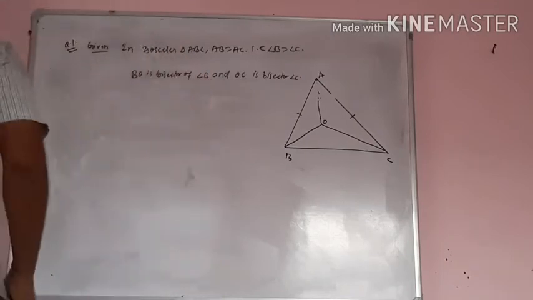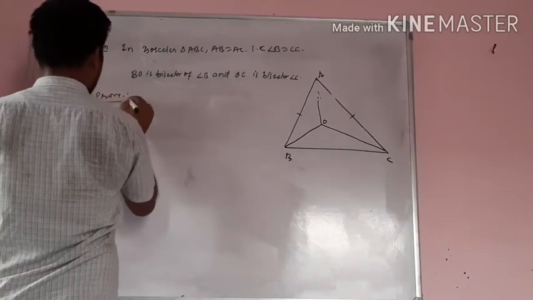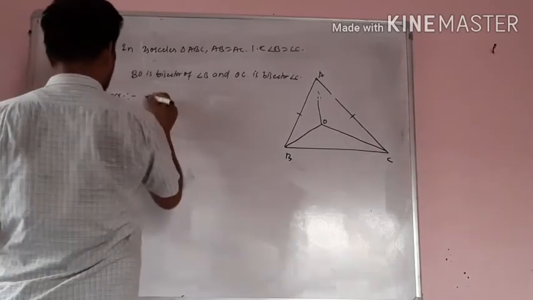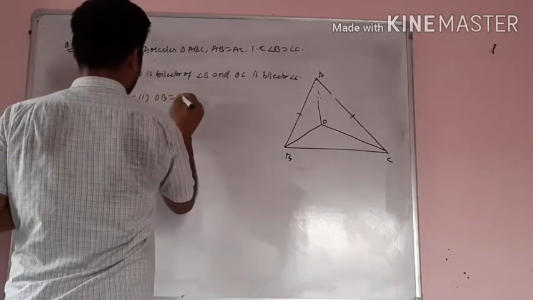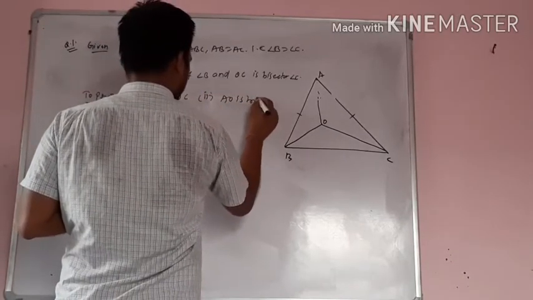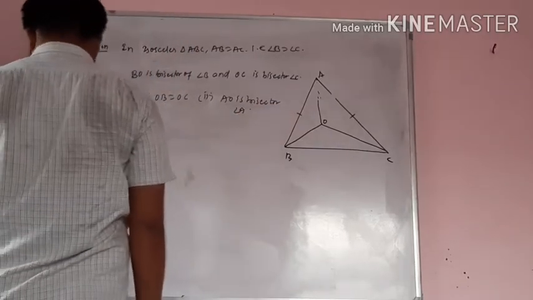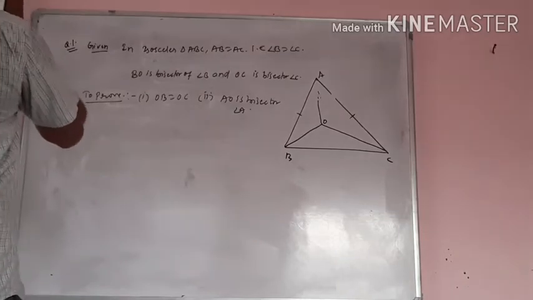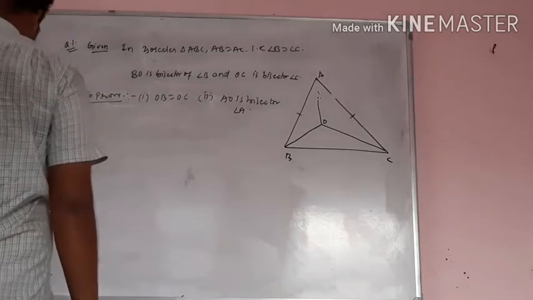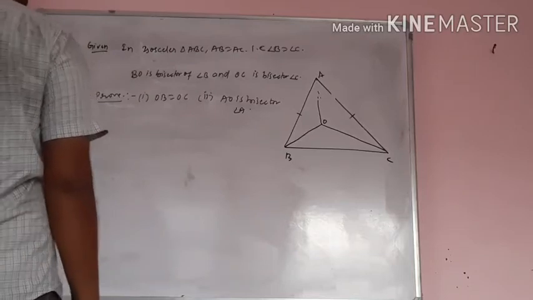Now, to prove, what we have to prove? We have to prove first, OB equals to OC, and second, AO is the bisector of angle A. Now see how we will prove.